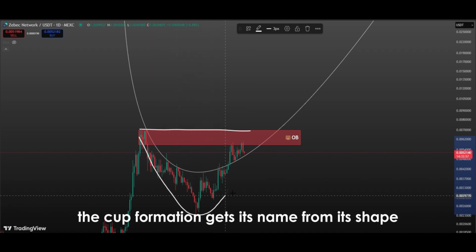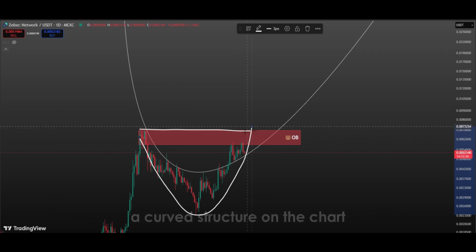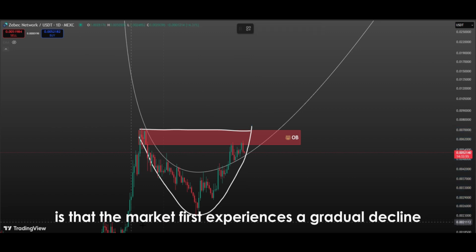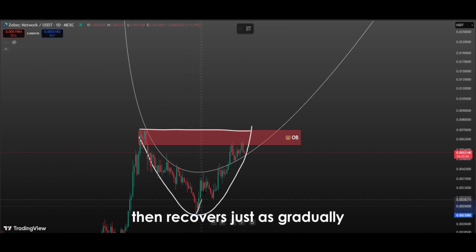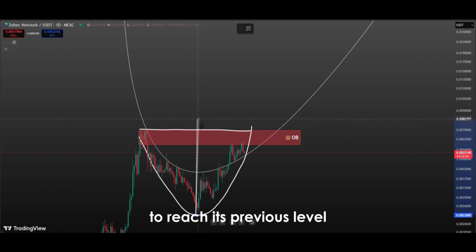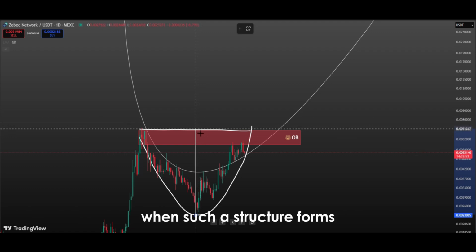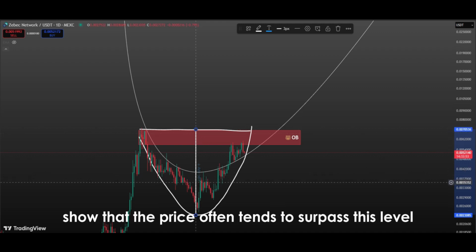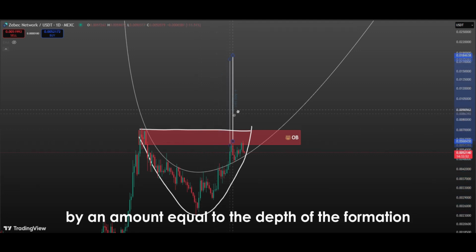The cup formation gets its name from its shape, as the price movement forms a curved structure on the chart resembling a bowl. The basic idea behind this formation is that the market first experiences a gradual decline, then recovers just as gradually to reach its previous level. When such a structure forms, the rules of technical analysis show that the price often tends to surpass this level and rise further by an amount equal to the depth of the formation.